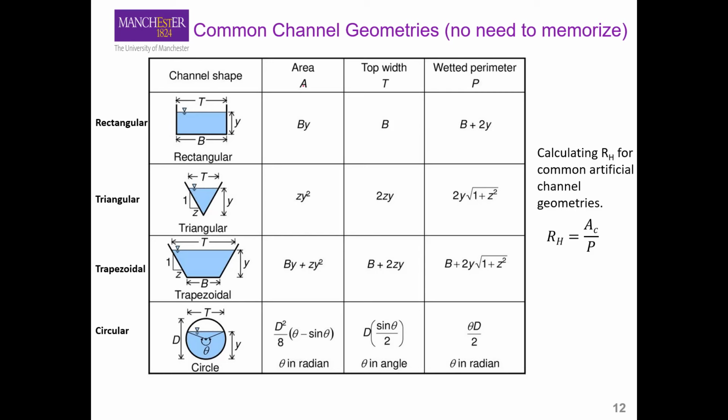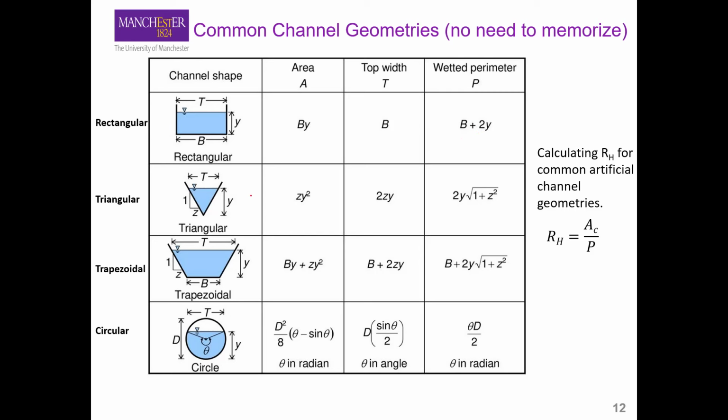So for example, simply the area of a rectangular channel is width times the height. The top width is B or T. And the wetted perimeter is, for example, here you have B, that is the bottom, and you have one Y on this side and the other Y on the other side, so that is why it's B plus 2Y.